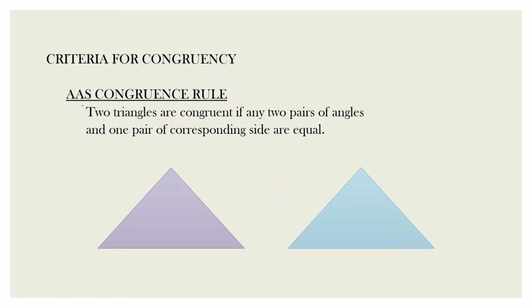Now let's look at the AAS congruency rule. Two triangles are congruent if any two pairs of angles and one pair of corresponding sides are equal.